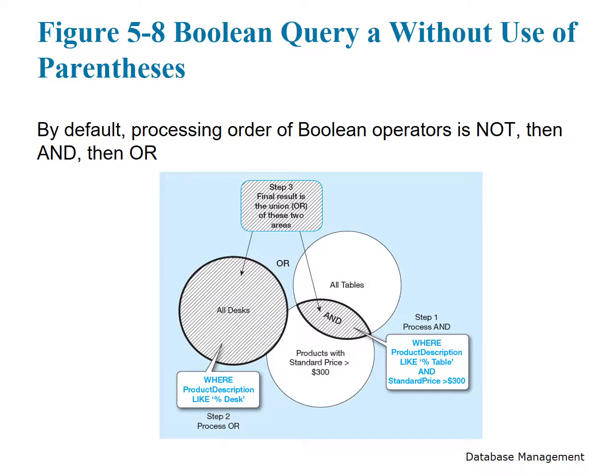So step 1, process AND, where product description like '%table' and standard price greater than $300. Step 2, process OR, where product description like '%desk'. Step 3, the final result is the union, or OR, of these two areas.